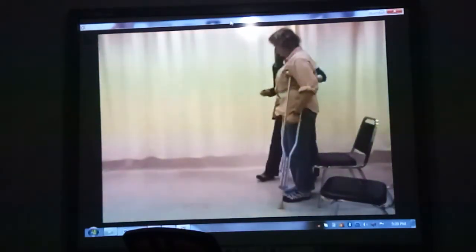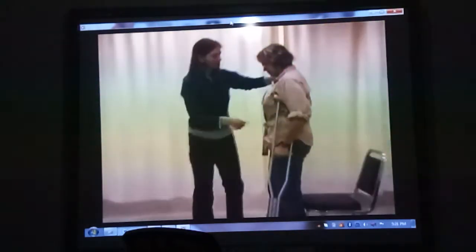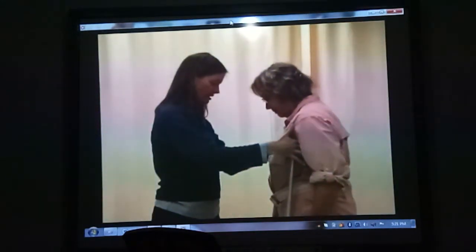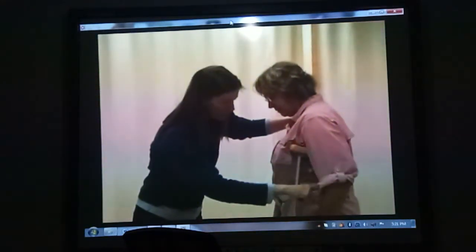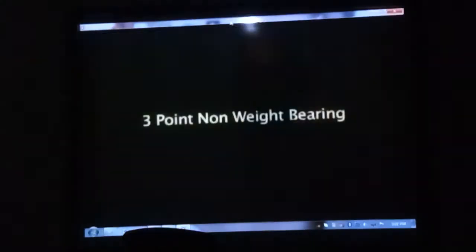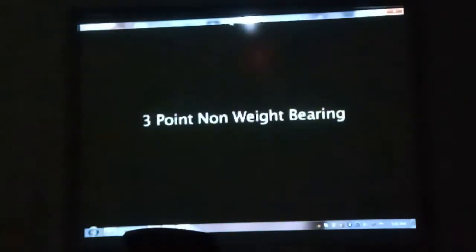Now while you're standing here, I just want to check and make sure the fit is good. So I'm going to put 2 fingers under here. That feels good there. And a nice bend on the elbow. That looks good. How does that feel? Pretty good? All right.